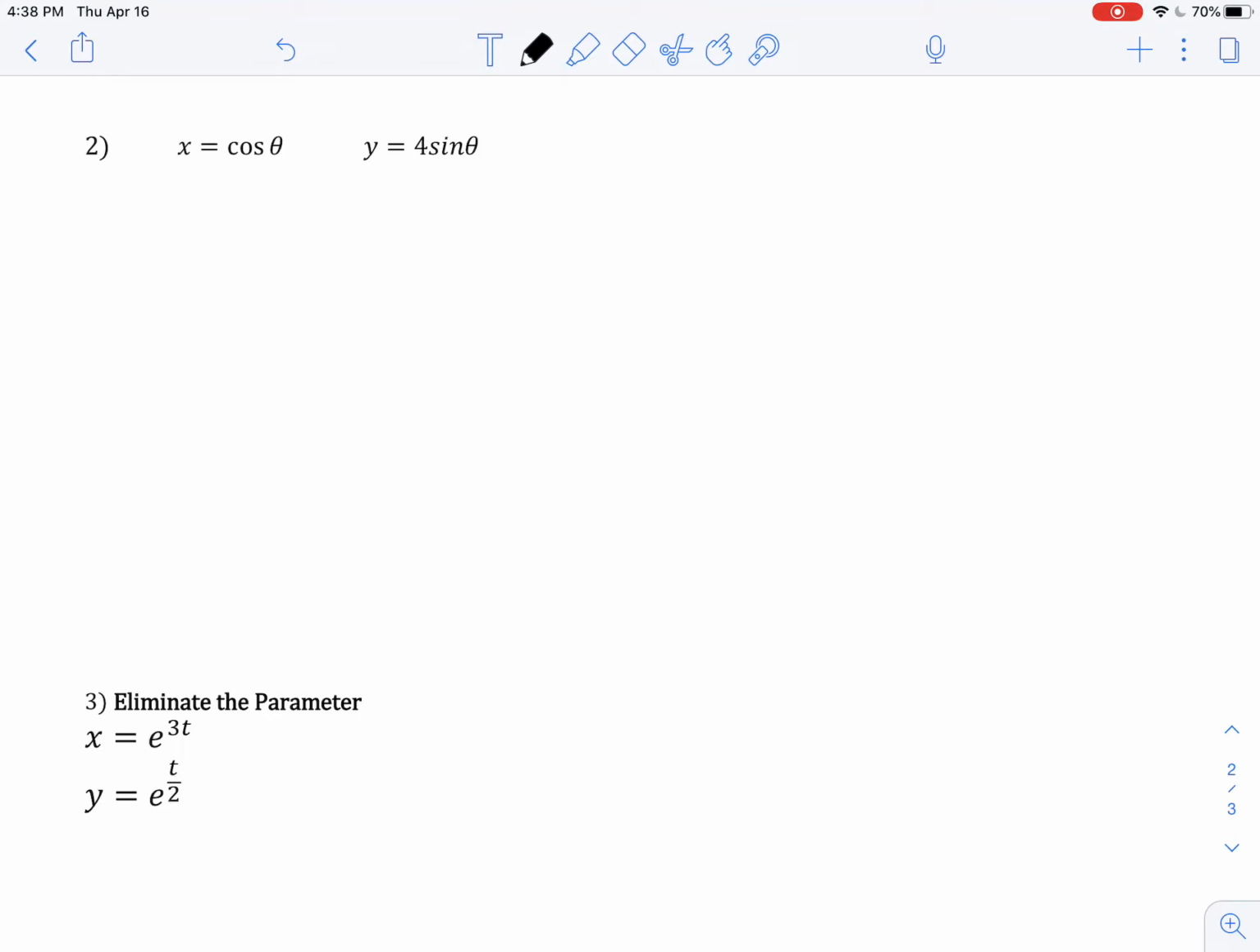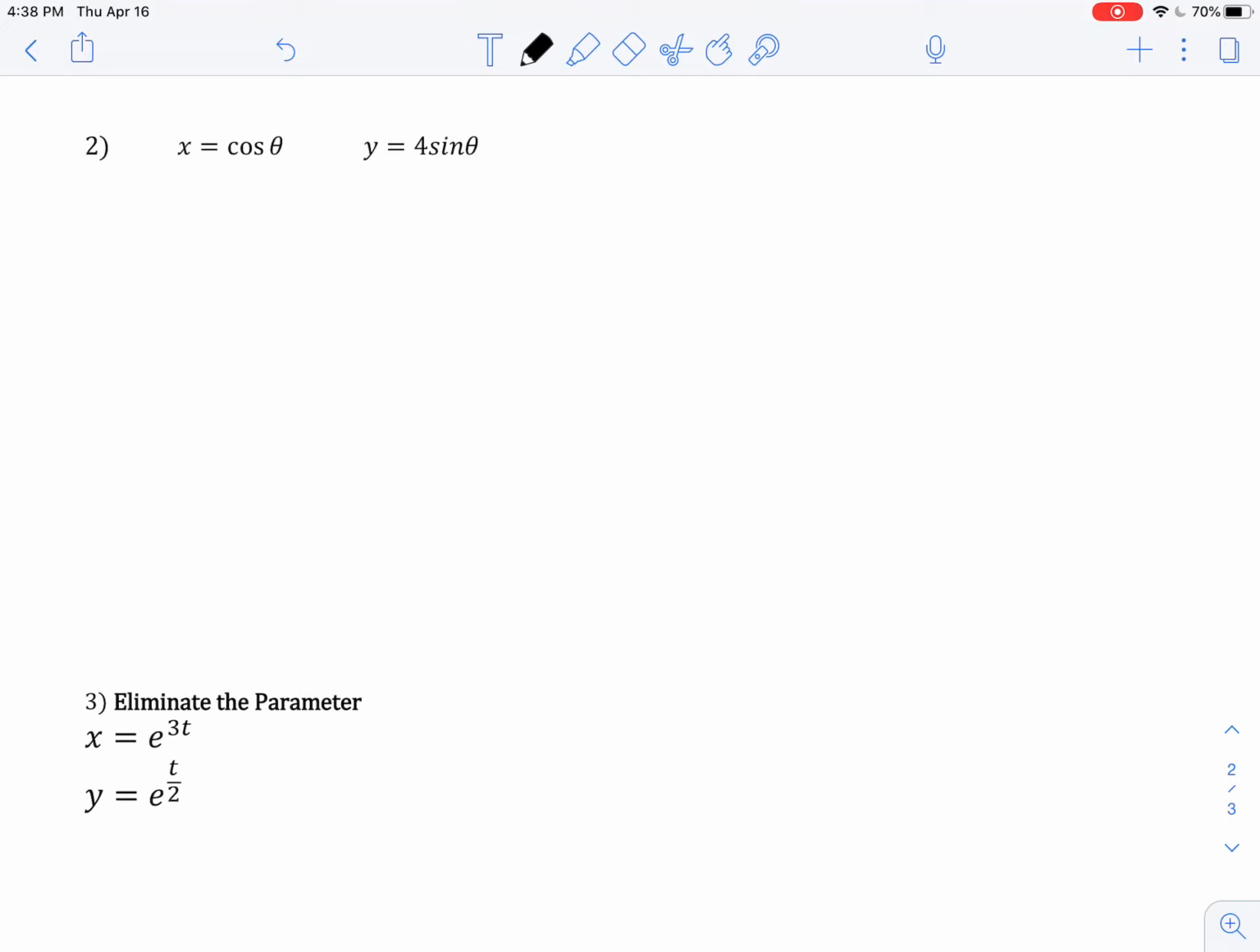All right, so we're continuing on in eliminating the parameter, which is another way of just saying that we are going to find a way to rewrite the set of parametric equations as a rectangular equation. And we have our first exposure to working with some equations that actually deal with theta as the parameter. In other words, x is a trigonometric function of theta, and so is y. Y is equal to 4 sine theta. So both x and y depend on some angle.